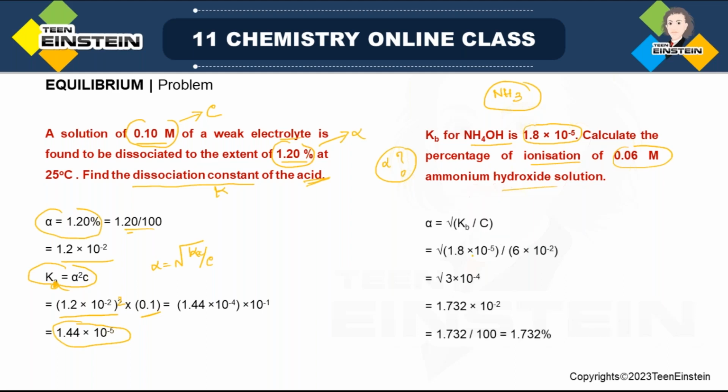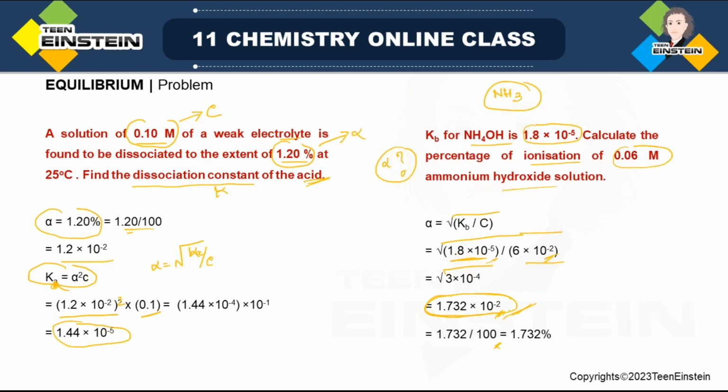So this is the relationship, alpha is equal to root over Kb divided by C. Now we know the value of Kb, directly put it here, and the value of C is 0.06, written in this way so that calculation becomes easier in terms of power of 10. So ultimately the answer for alpha is like this, 1.732, and when dividing by 100, this 10 to the power minus 2 and these two will be cancelled, right?